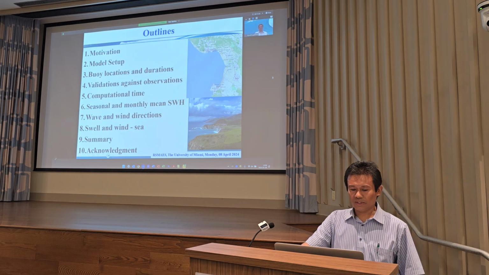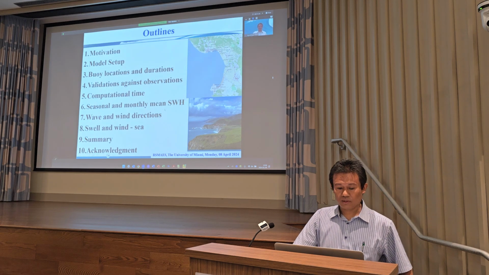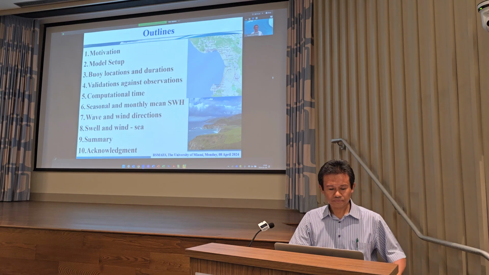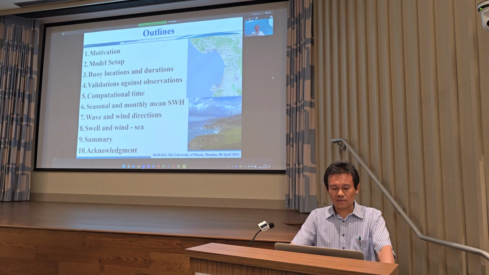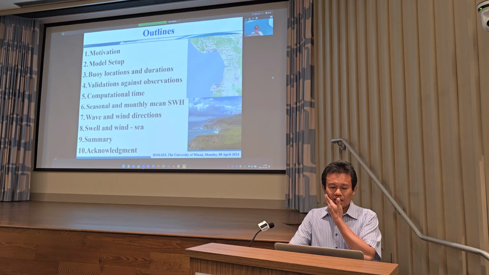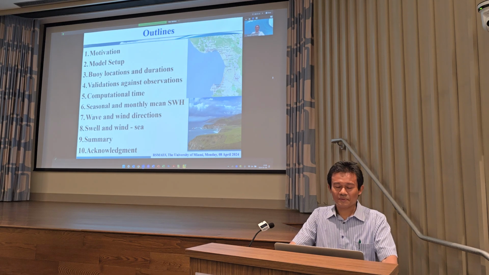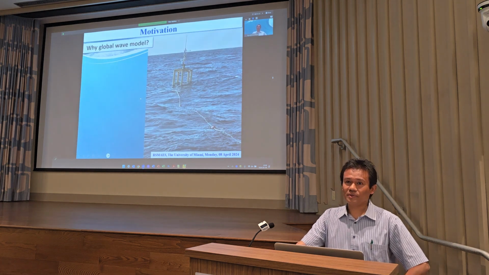And then we'll show you the seasonal and monthly mean significant wave height around the Monterey Bay, and then we'll also show the wave and wind directions at the locations. And the last topic will be about swell and wind sea. So if you like surfing, then that might be very important.